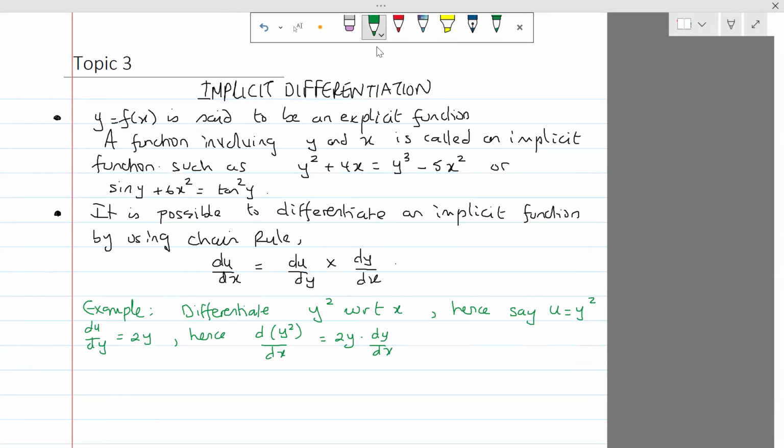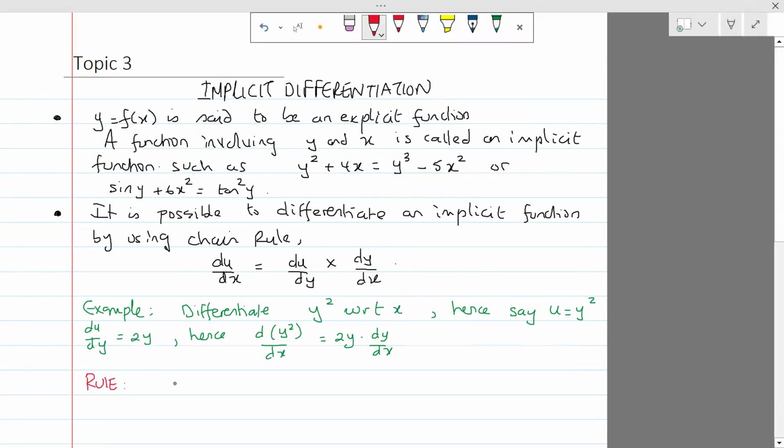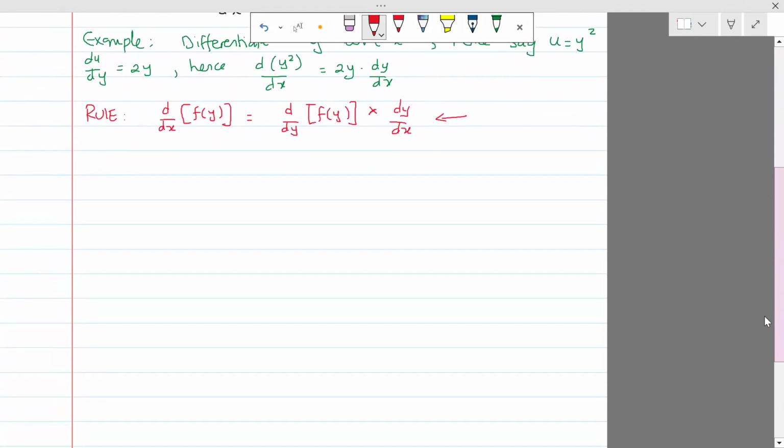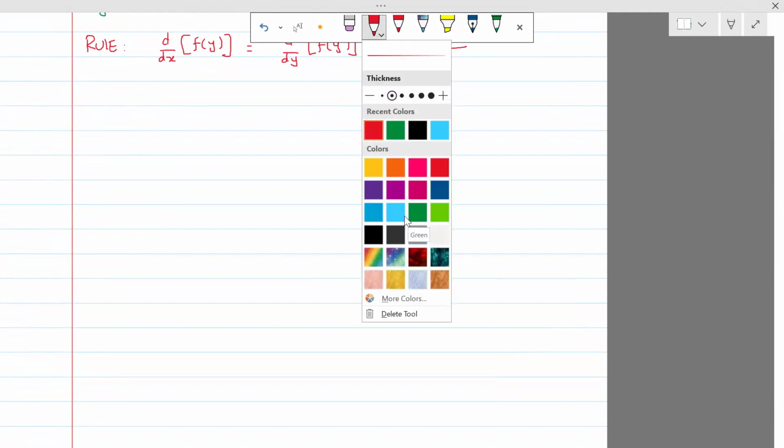So now we can form a rule, a formula: differentiation with respect to x of a function of y becomes differentiation with respect to y of this function of y, which we already have, just like we have done here, multiplied by dy by dx. So this is a general rule for implicit differentiation. Let us look at some examples.